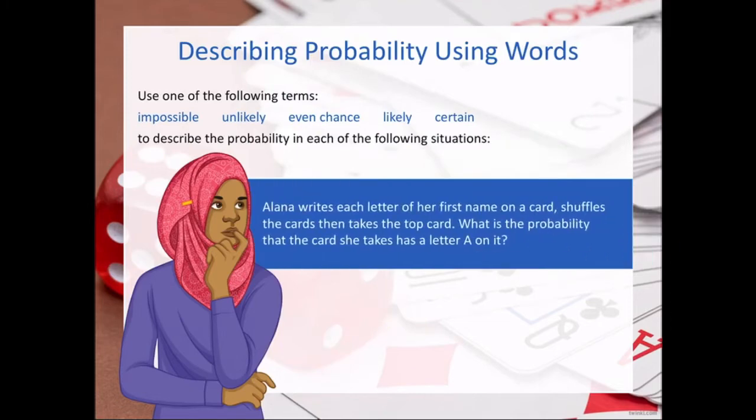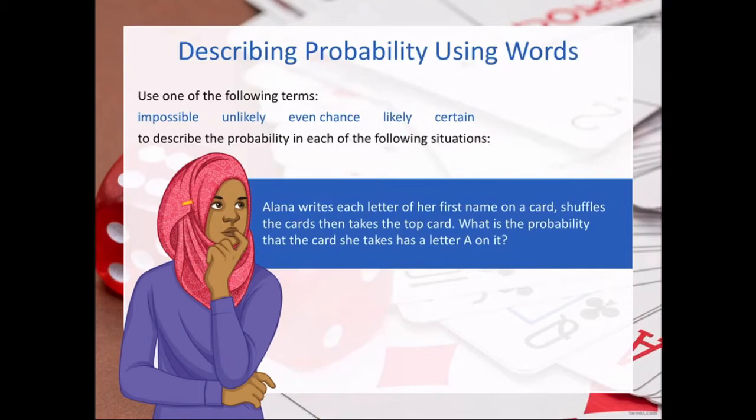Use one of the following terms to describe the probability in each of the following situations. Alana writes each letter of her first name on a card. Shuffles the cards, then takes the top card. What is the probability that the card she takes has a letter A on it? So let's look at her name, Alana. How many A's are in her name? 1, 2, 3 A's are in her name. Out of how many letters? 1, 2, 3, 4, 5.